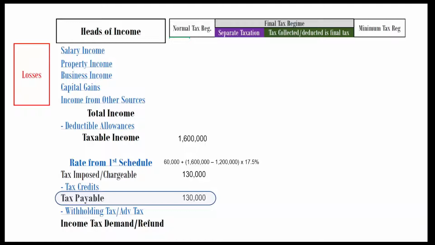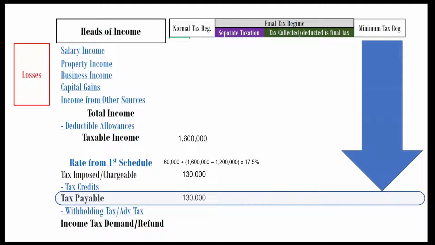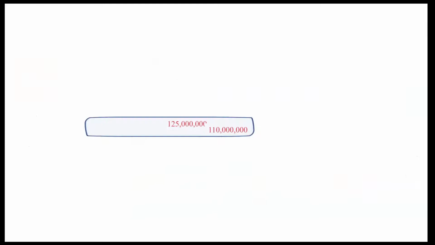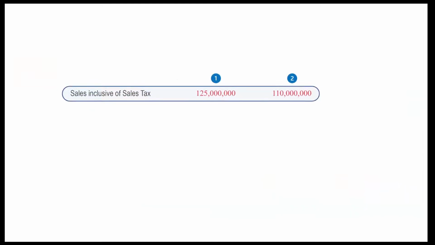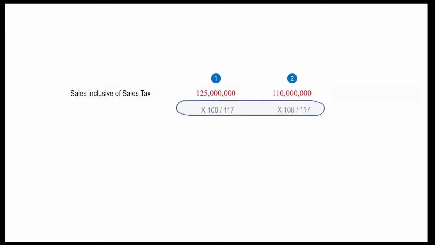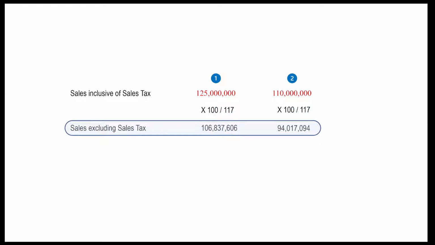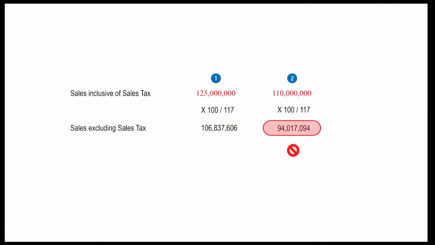Now we will compare this tax payable with minimum tax. Start with turnover figures under both scenarios. This is sales inclusive of sales tax. Sales tax rate is 17%. To find out the value excluding sales tax, multiply the sales figure by 100 and divide by 117. Now we have our sales excluding sales tax. In scenario 2, the sales is less than 100 million. Therefore minimum tax will not be applicable. However, in scenario 1, the sales figure is more than 100 million, therefore minimum tax will be applicable.